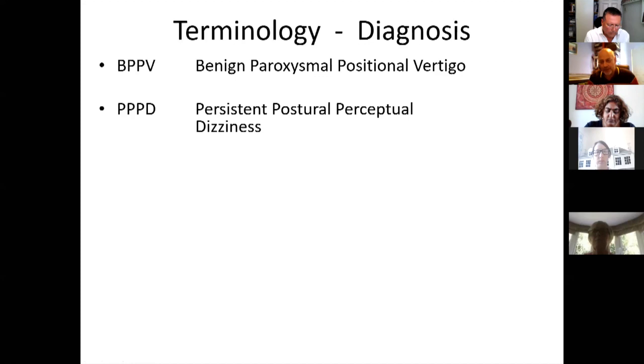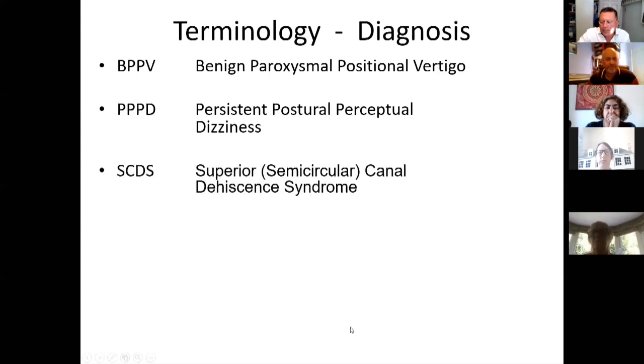This is the new label in the categories. It's PPPD, so it's triple PD, persistent postural perceptual dizziness. But once again, it's a label. I mean, having that doesn't tell you what's wrong. It's telling you what you're feeling. Whereas BPPV, the first one, tells us what's wrong. But the second one is just a label when you've had symptoms for a long time and you become sensitized, which I'll show you in a minute.